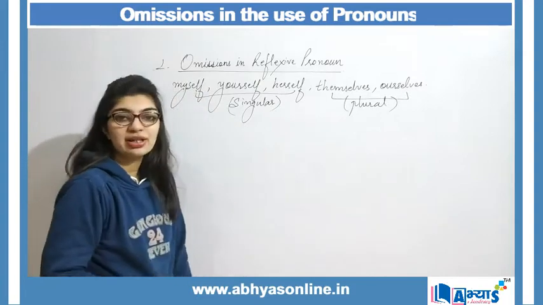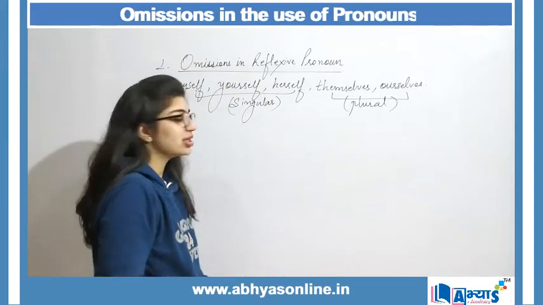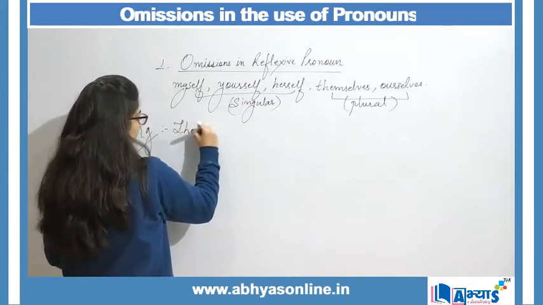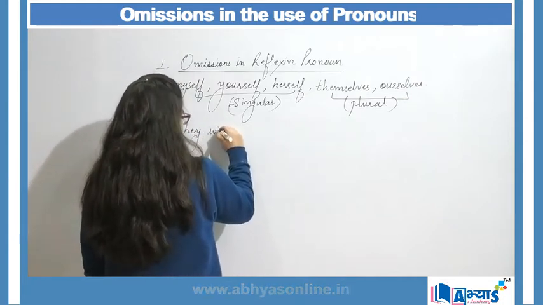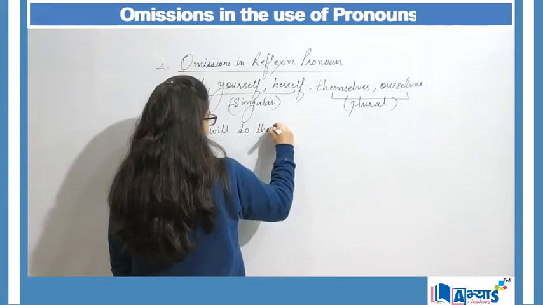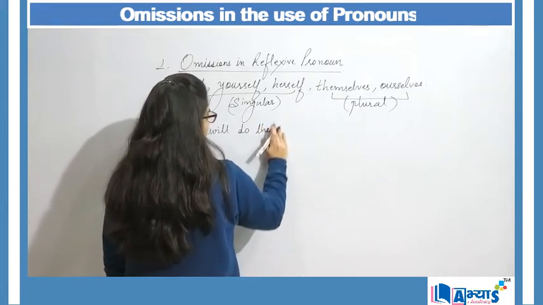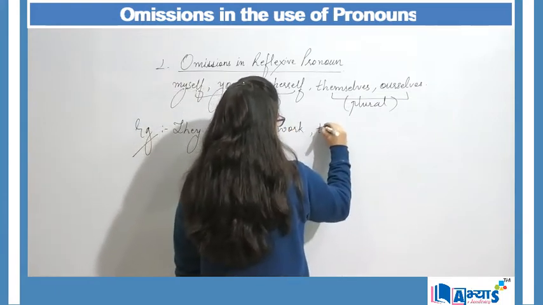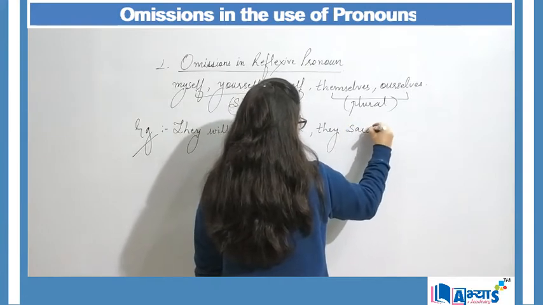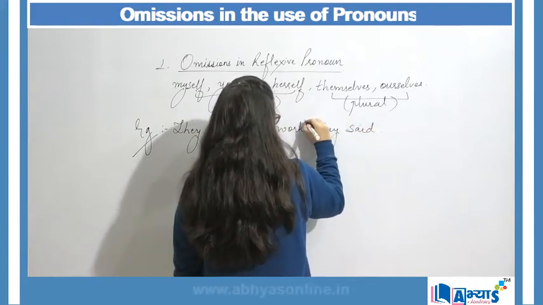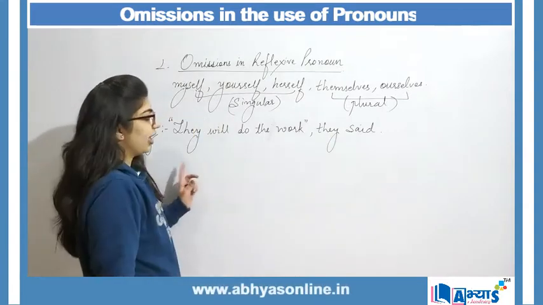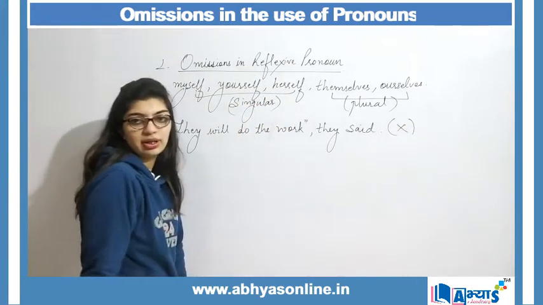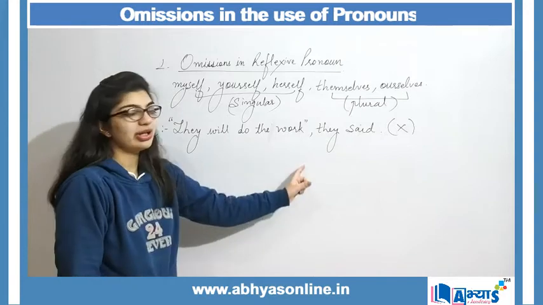Now let us see what errors or what omissions can be made through these pronouns. Example: They will do the work, they said. This sentence is wrong. Why? Because they will do the work, they said.